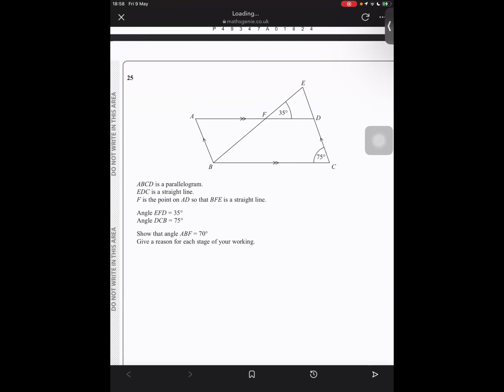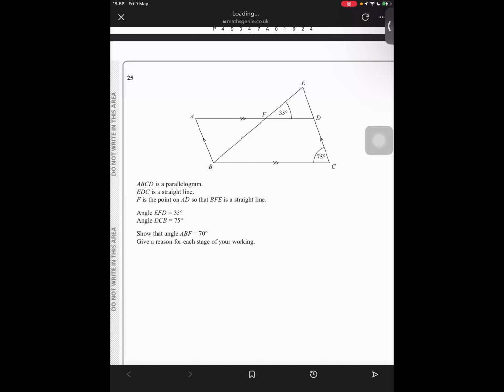Okay, what does it say next? Angle EFD is equal to 35 degrees. Okay, we've seen that. Angle DCB is equal to 75 degrees. That's also clear. It now says show that angle ABF is 70 degrees. ABF. Okay. And they said we should give a reason for each stage of our working.